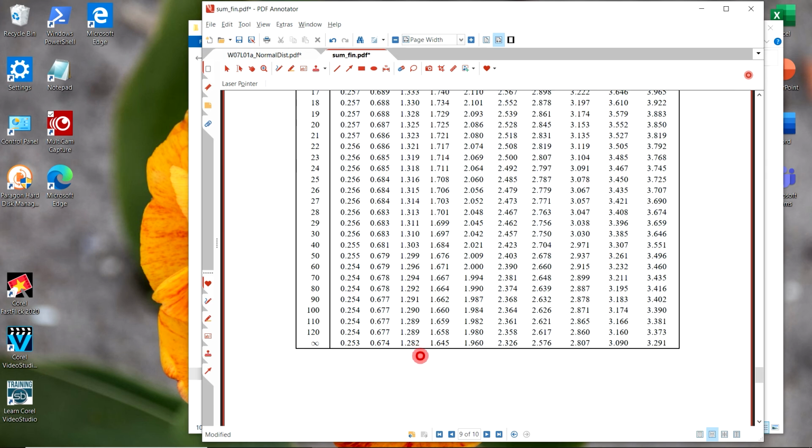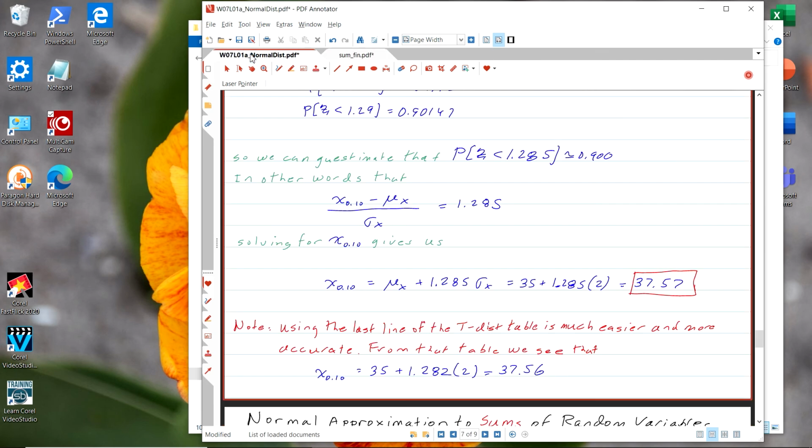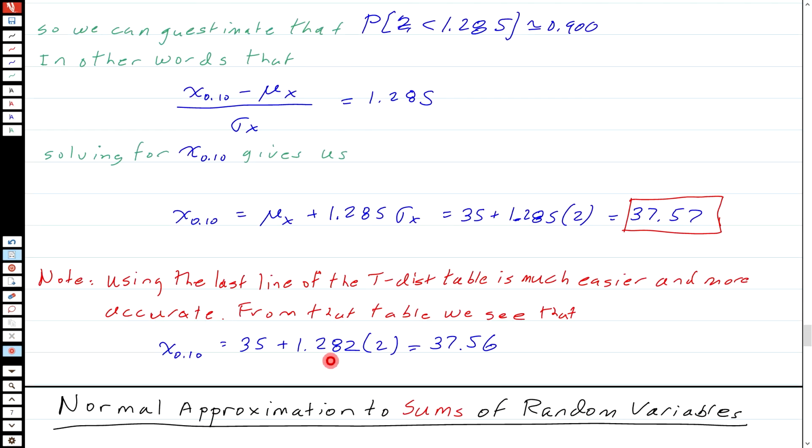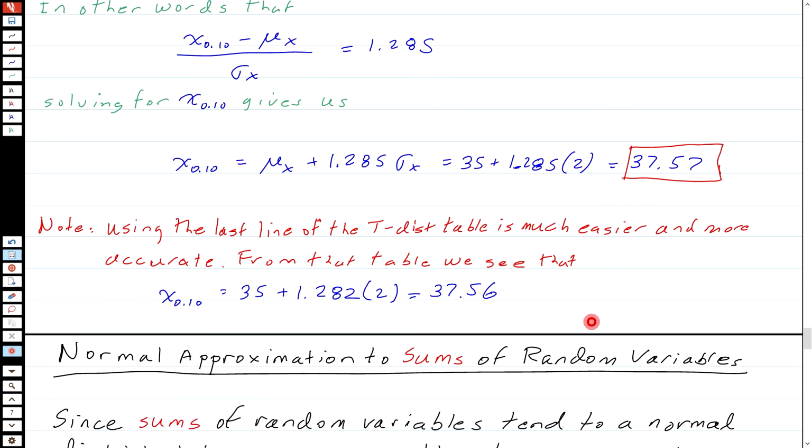This one gives us a more accurate result, and probably you would have gotten closer to this if you had used linear interpolation. But this last line is a much faster way of finding it than searching through the other table for a value close to 0.9. So let me go back out to my solution. Yes, if I put the 1.282 in here instead of the 1.285, this changes a little bit, but very little. That's not enough of a change to make any difference. So basically, if you've got this sort of problem, just go to the last line of the t-distribution table and use the number that you see there.